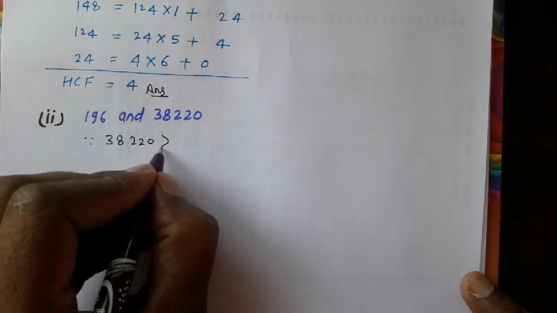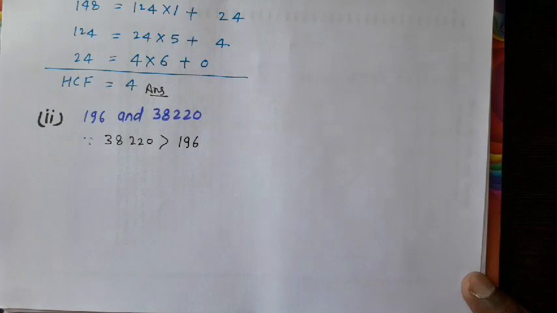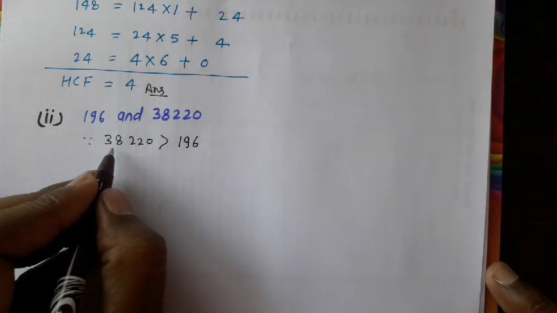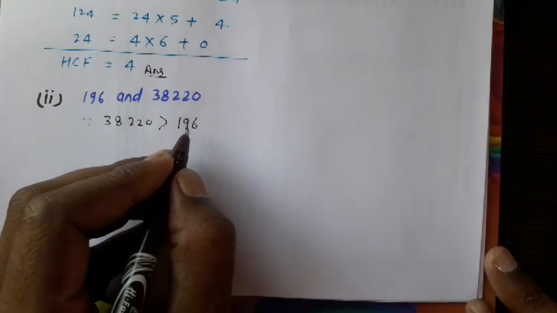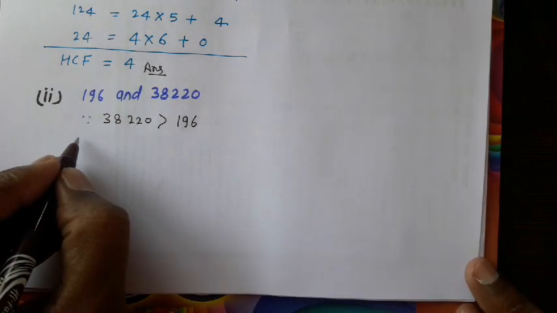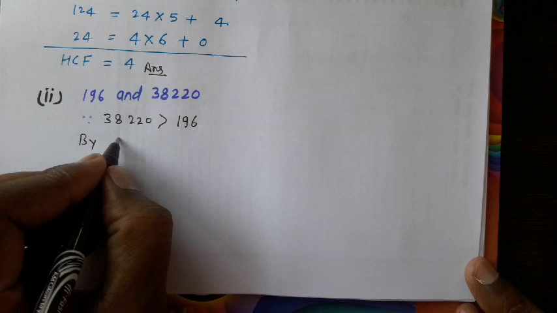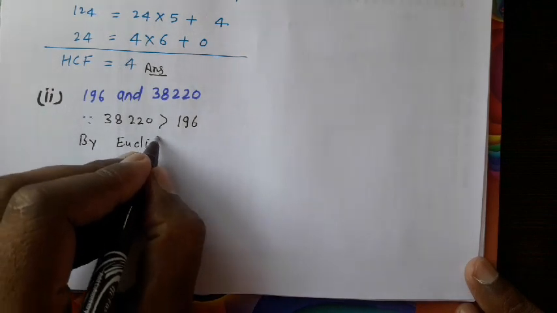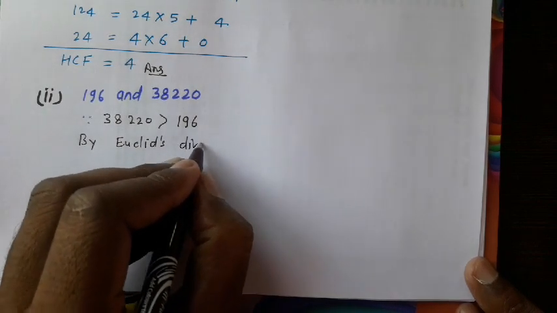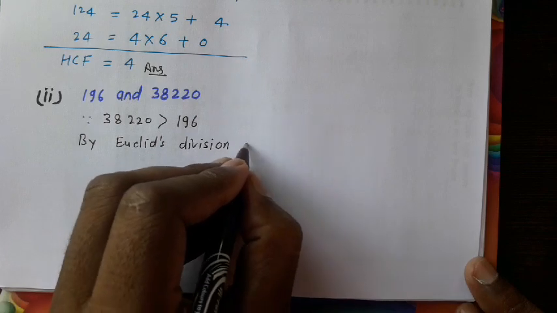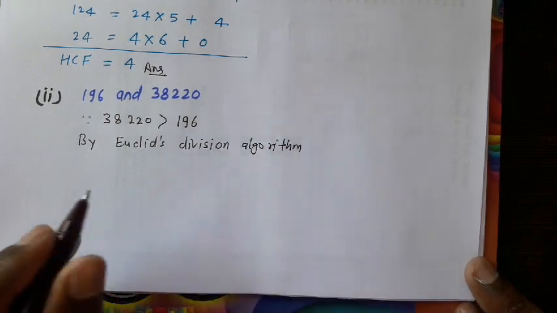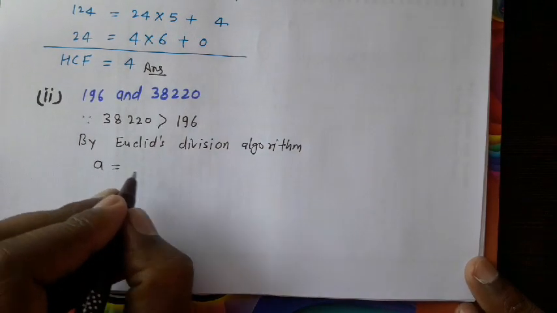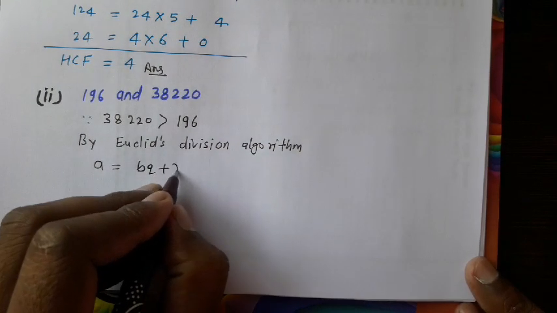Since 38,220 is greater than 196, A is 38,220 and B will be 196. By Euclid's division algorithm, we know that A equals BQ plus R.